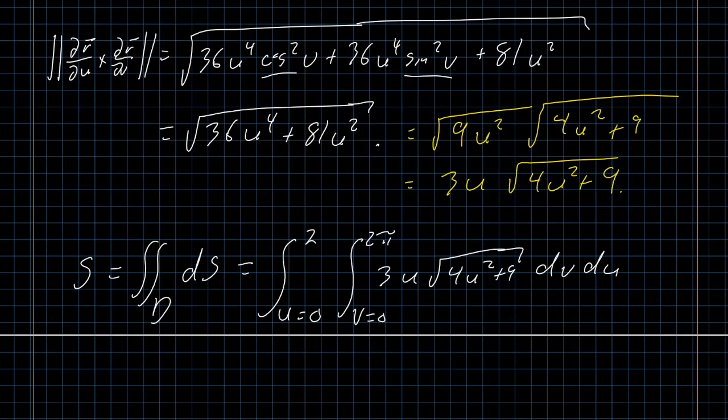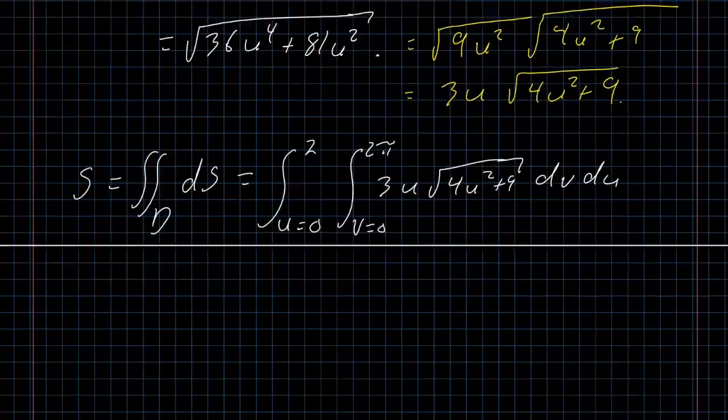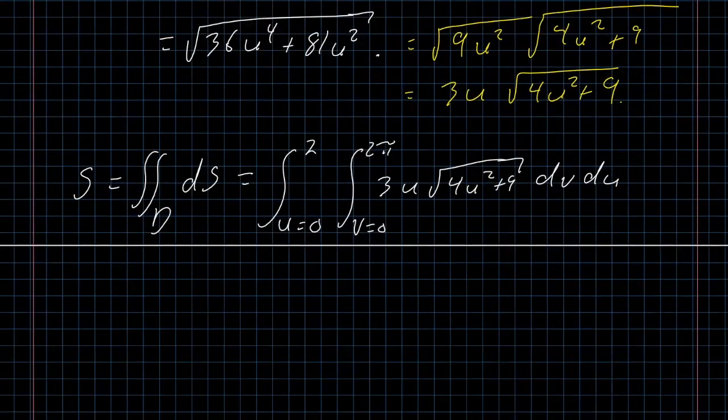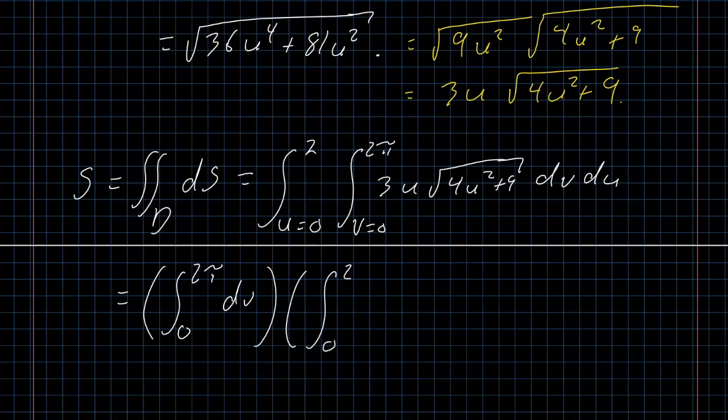I could have written it as du dv. It doesn't really matter, because notice that there's nothing with either u or v in the limits of integration, so I can actually split this up into two completely separate integrals. The integral from 0 to 2 pi of dv, and the integral from 0 to 2 of 3u square root of 4u squared plus 9 du.